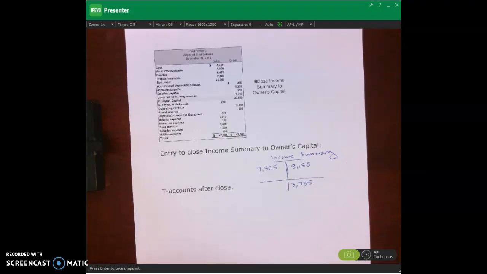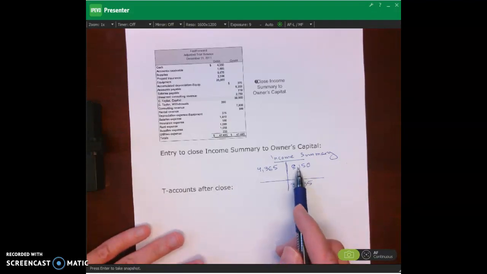And again, let me just make sure that with the close process, this is done after the adjusting journal entries. So it's done at the end of the accounting period. So all these journal entries would be dated 12/31, assuming the end of the accounting period is the end of the calendar year, which has been our assumption. So let's go back to the T account.